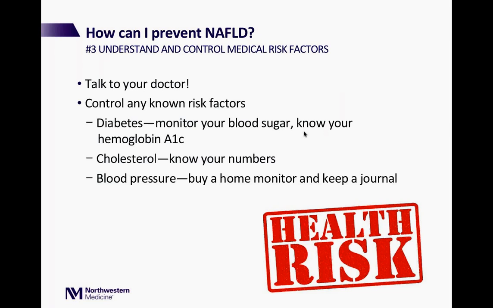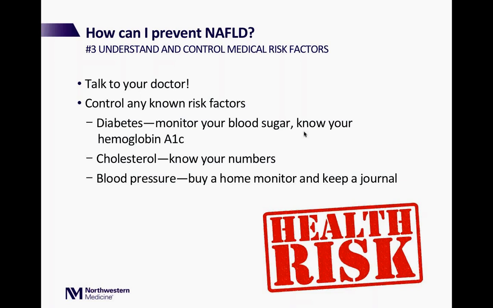The third thing that you can do to prevent NAFLD is to understand and control the medical risk factors. We spent a lot of time talking about the different things that can lead to NAFLD, and so it's important that you know what your risk factors are. So talk to your doctor. If you have diabetes or a family history of diabetes, make sure that you're getting your blood sugars checked once a year. And if you have a diagnosis of diabetes, it's important to know your numbers.